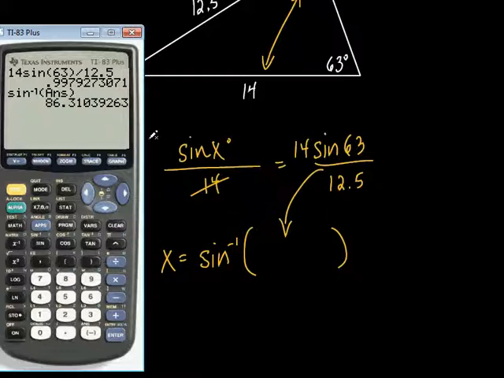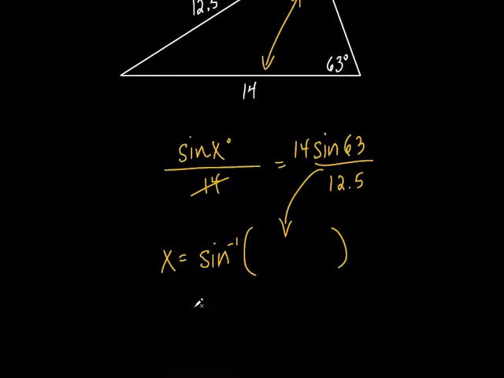But they tell you to round the degrees, or the angles, to the nearest degree, don't they? So what would this be? Be 86 degrees. So x would just be 86 degrees. That's all there is to it.